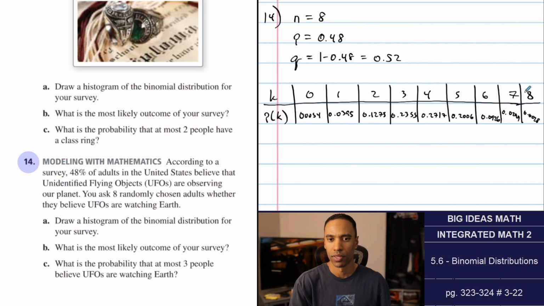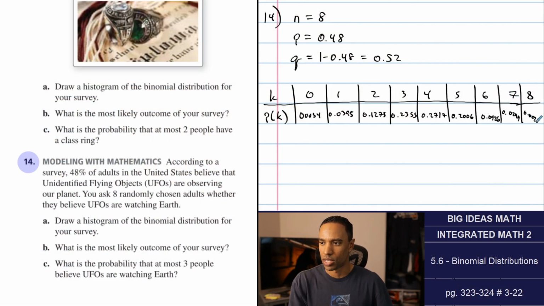So 7 and 8. So 7 is 0.0244. Ooh, these are getting small that I'm writing. And 0.0028. I'm squeezing these ones in. So here's what I just wrote down. I'm going to refer to my calculator when it comes to seeing the numbers.